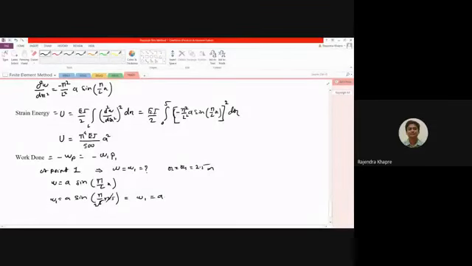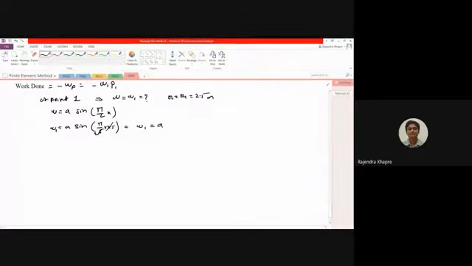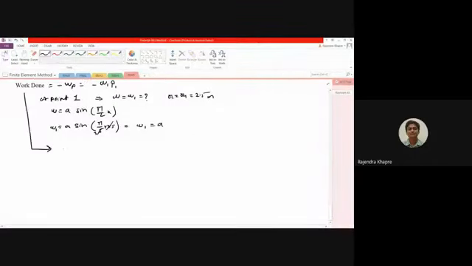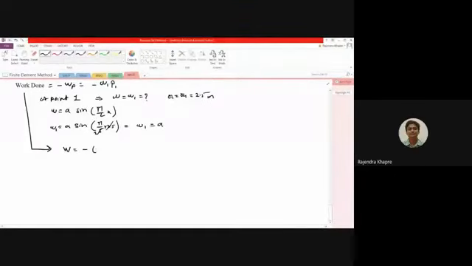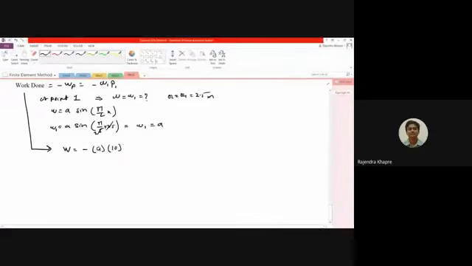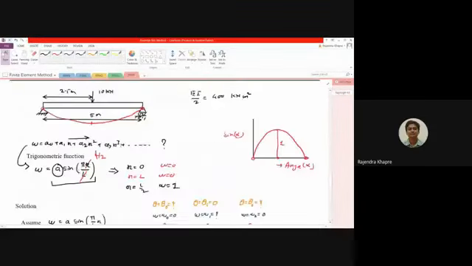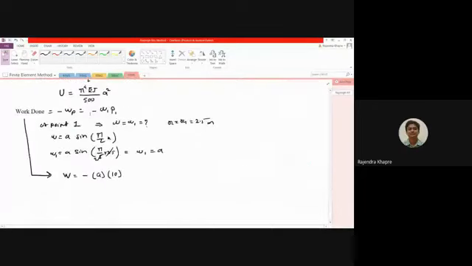Right? So now if you go for the work done, this is your work done part. So work done is capital W. So this is minus of W1 times P. So W1 value is nothing but A, and your P value is 10 kilonewton, because if you remember, the load which is acting at point number 1 is 10 kilonewton. So ultimately the work done value is nothing but minus 10 times A. So this is the work done.